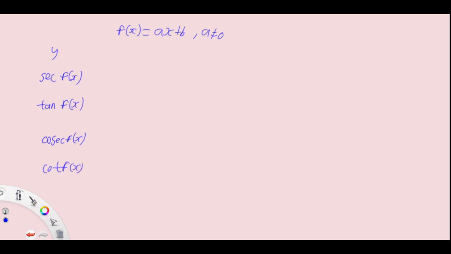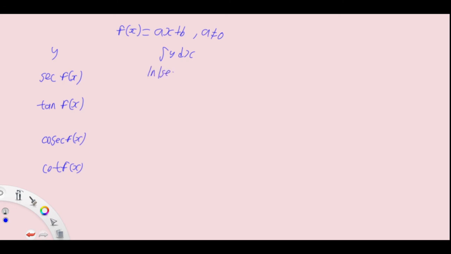Hence, we have this general formula for which f x is of the form ax plus b, and that a is not 0, otherwise it will just be a constant. So we then have secant f x, tangent f x, and the final pair cosecant f x and cotangent f x. So the integrals are basically the same, just that we divide by the derivative inside.